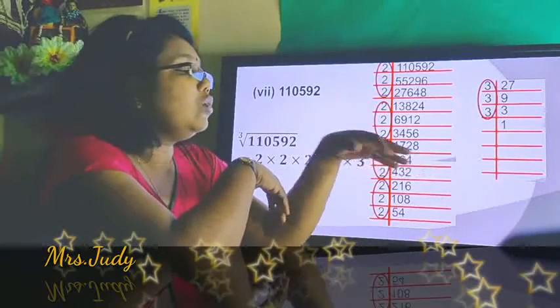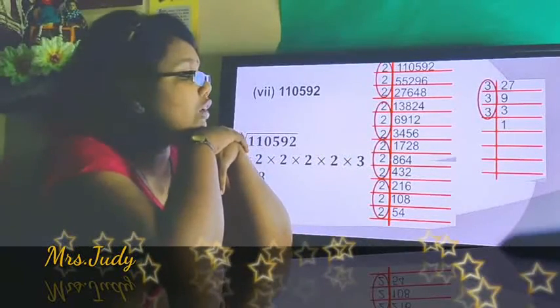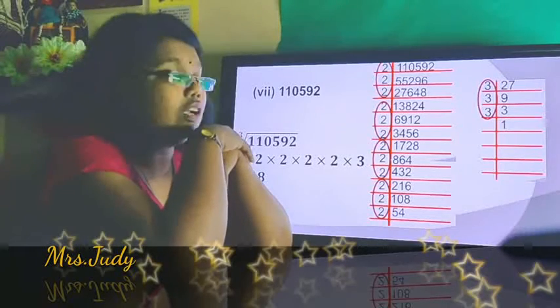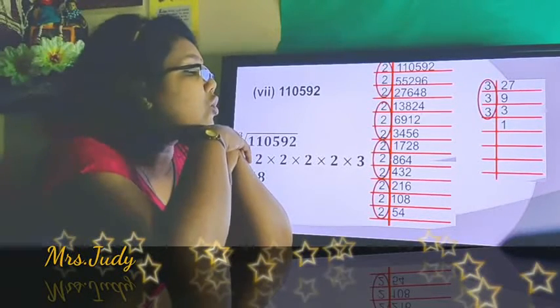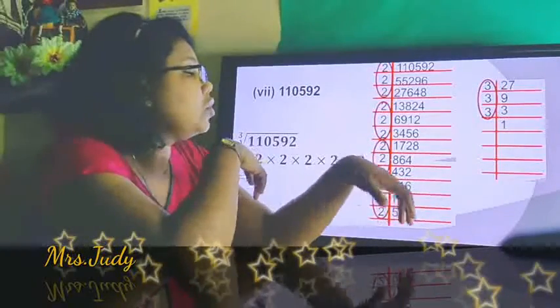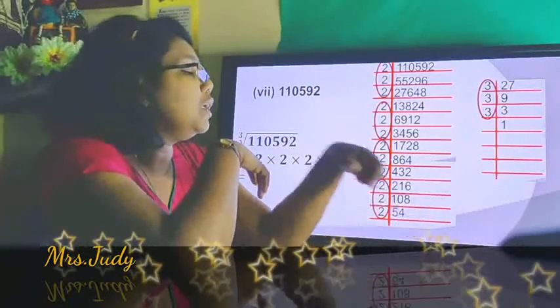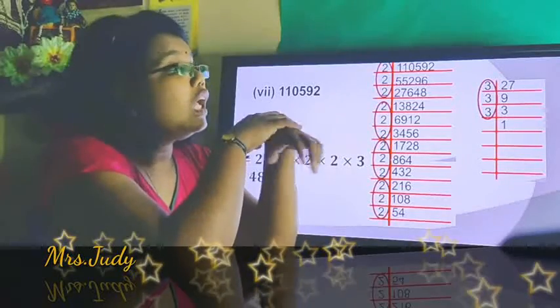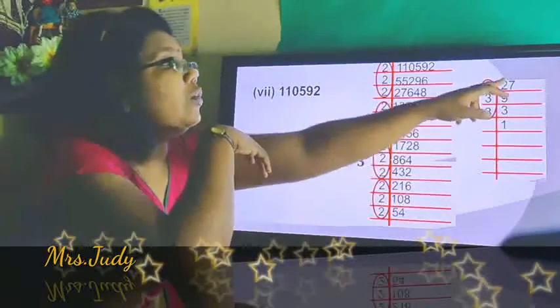Again divided by 2, 1,728. Again divided by 2, 864. Again divided by 2, you get 432. Once more you divide it by 2, you get 216. Once more you have to divide by 2 because it's an even number, so you get 108. Again division by 2 gives you 54. And after division by 2 you get 27.